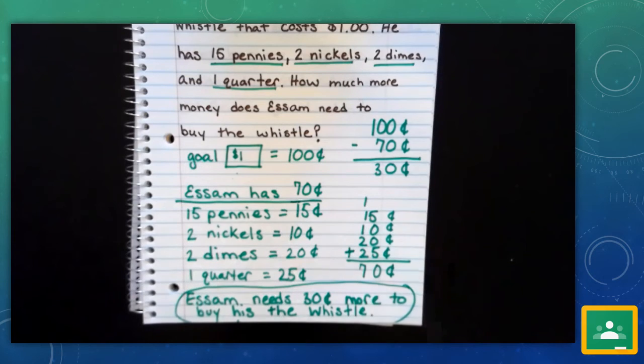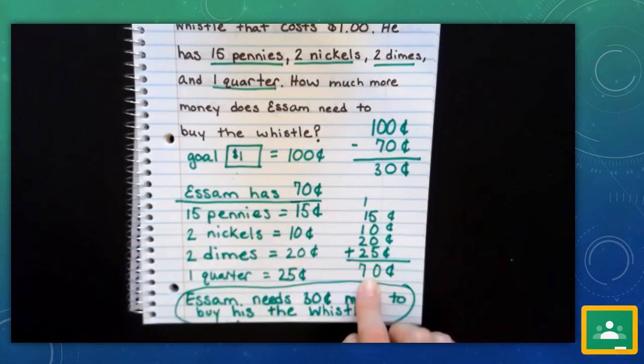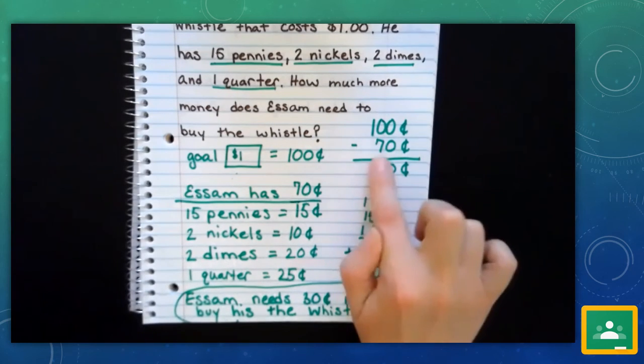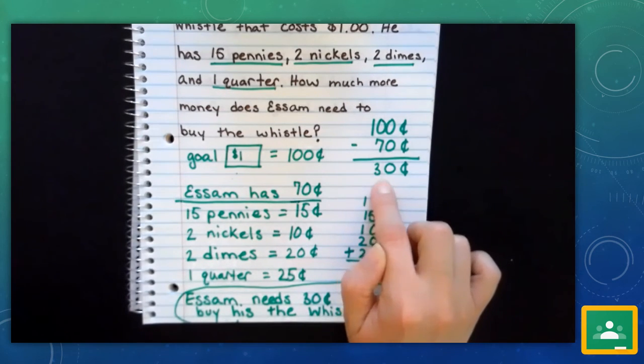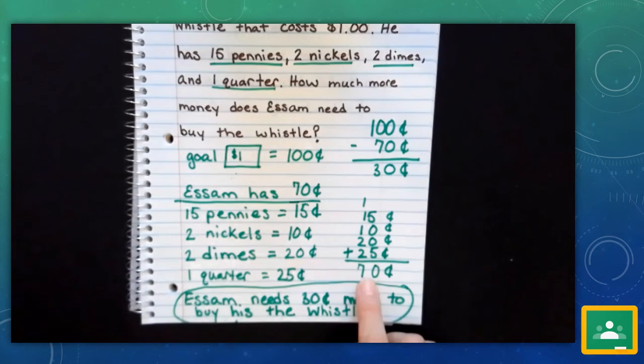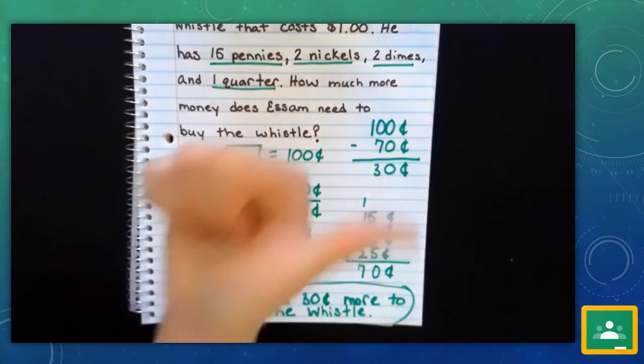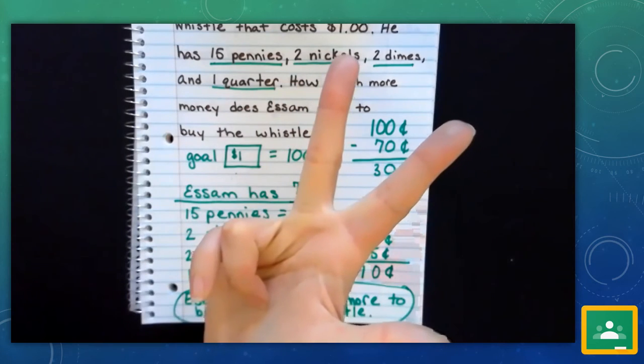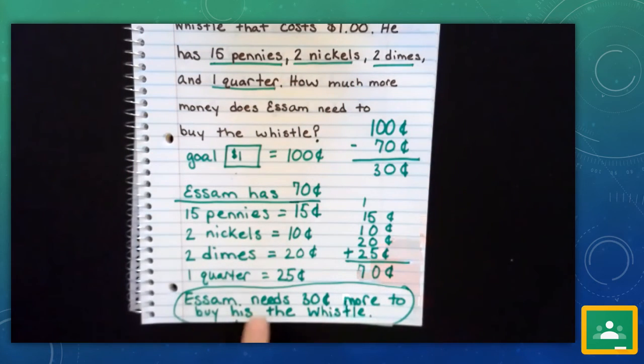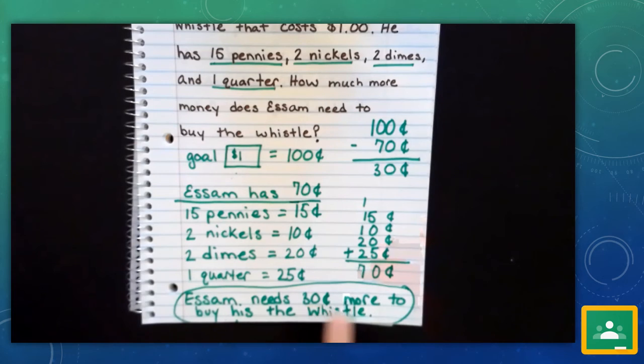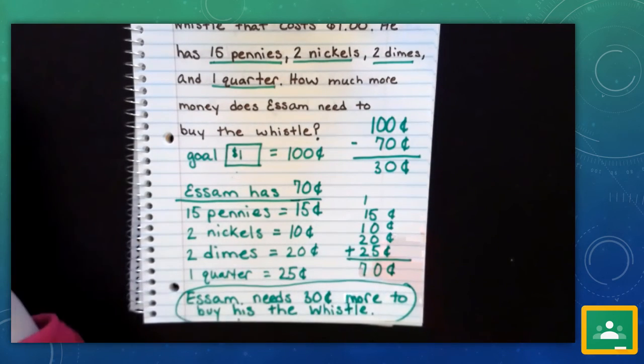So to find out how much more he needs, I have lots of different options. I can subtract 100 minus 70 to find the difference, or I can start at 70 and count up to 100 and find the difference that way as well. So if I did that, 70, 80, 90, 100. So Isam needs 30 cents more to buy his whistle.